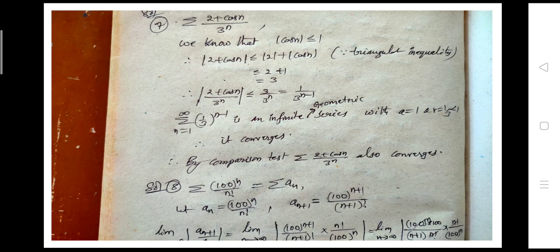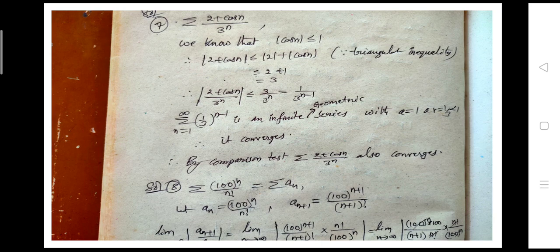Continue with the next problem, the 7th: sigma (2 plus cos n) by 3 power n. We know that mod cos n is less than or equal to 1. Therefore modulus of 2 plus cos n is less than or equal to mod 2 plus mod cos n. Mod cos n is less than or equal to 1, and mod 2 means 2, so 2 plus 1 is equal to 3. And therefore modulus of (2 plus cos n) by 3 power n is less than or equal to 3 by 3 power n, which is equal to 1 by 3 power (n minus 1).